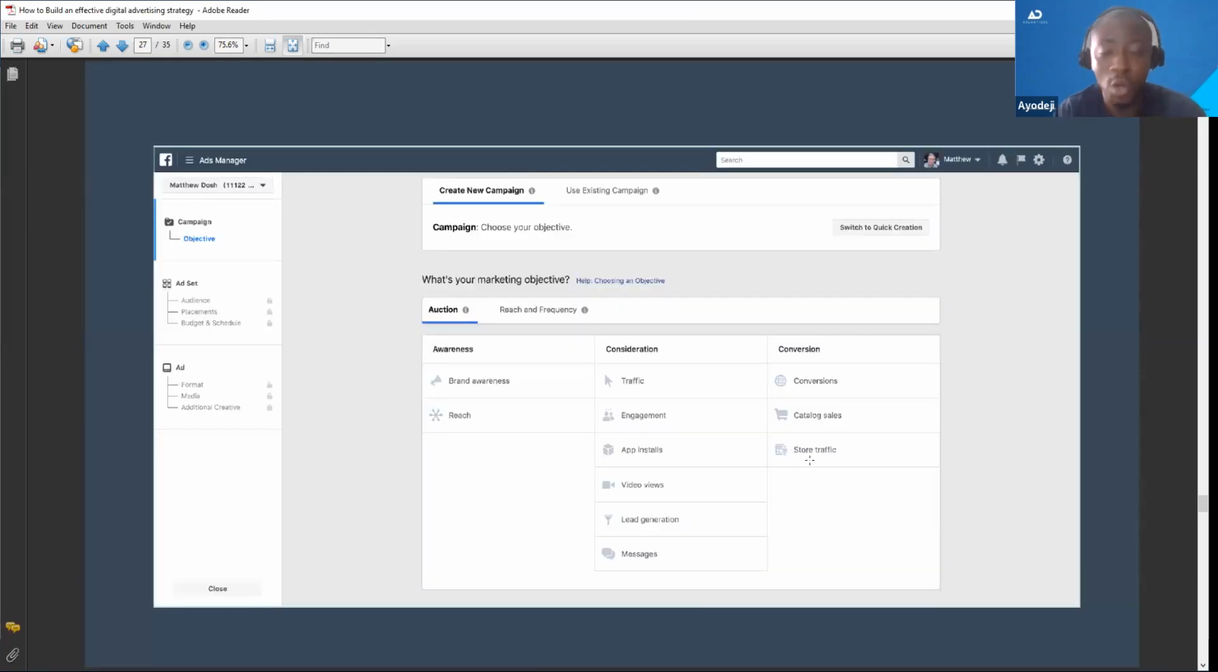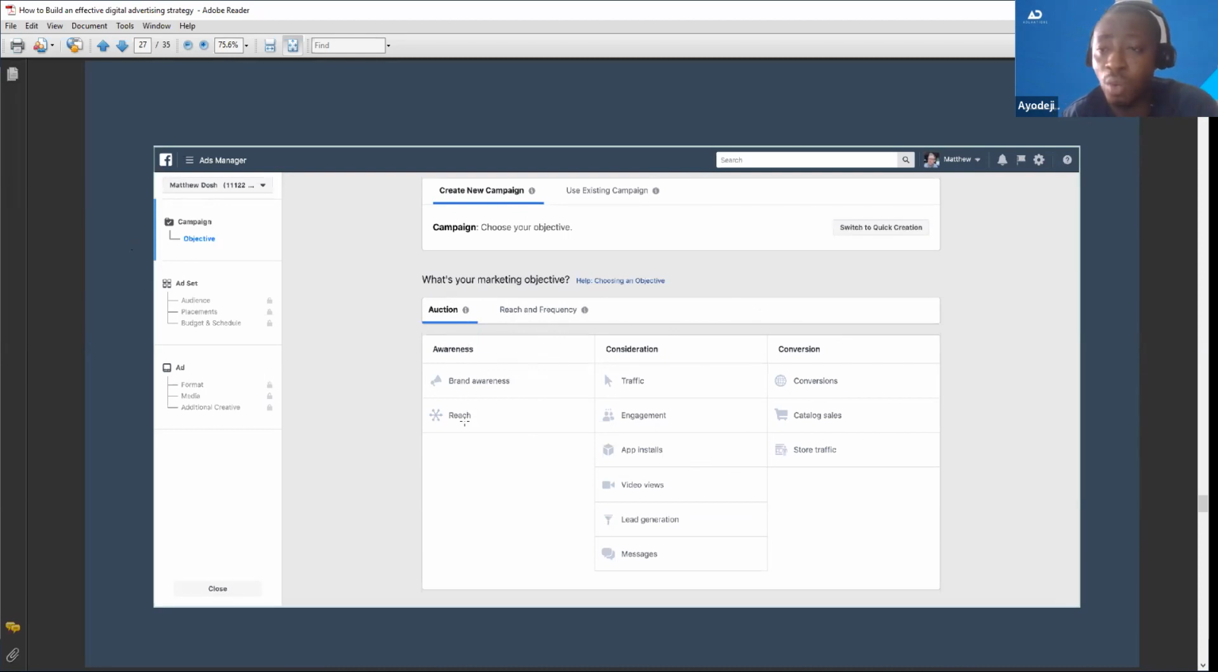All right, so what you're looking at right now is the advertising page on Facebook. This is where you can create campaigns, right? And the advertising objectives on Facebook are divided into 3. Remember, I just told you about the customer journey. We have awareness, we have consideration, and we have conversion. The advertising objectives on Facebook are also the same.